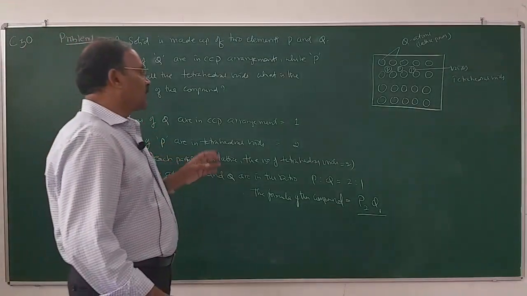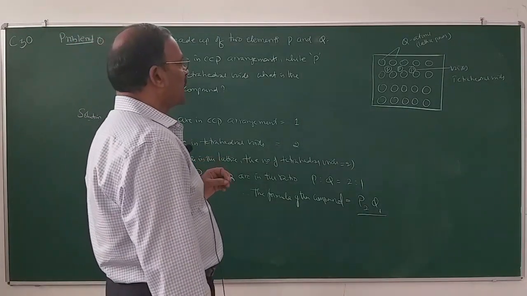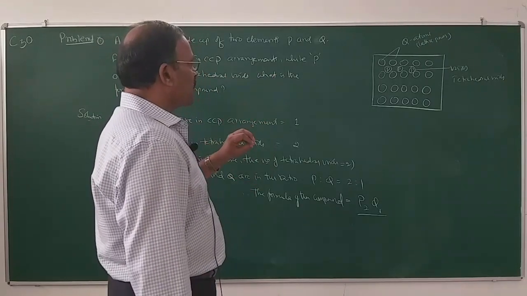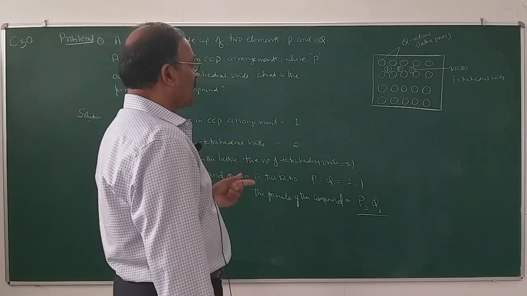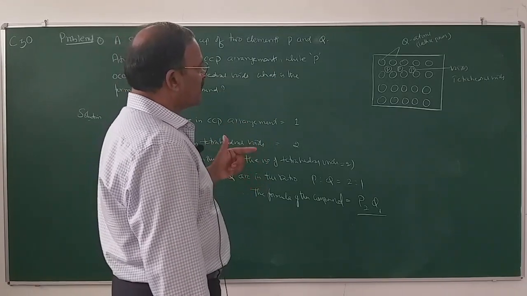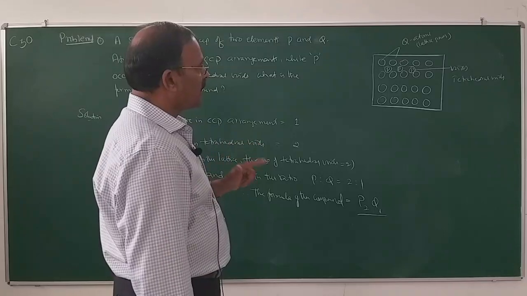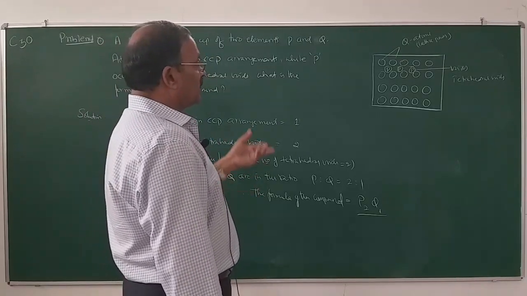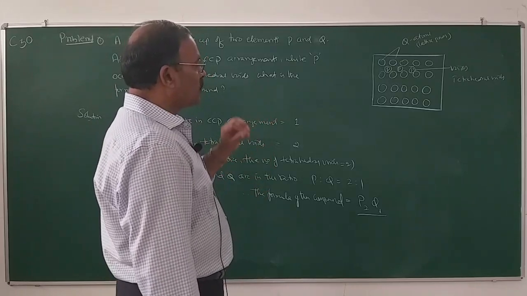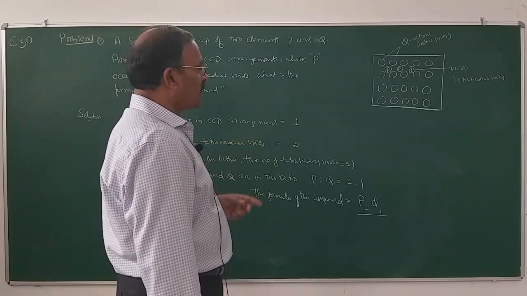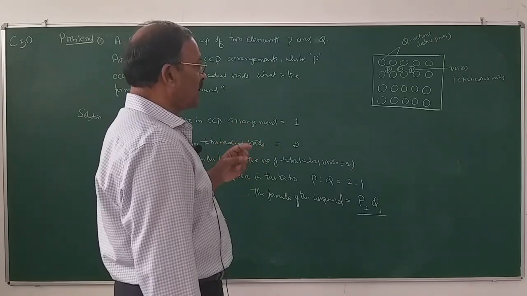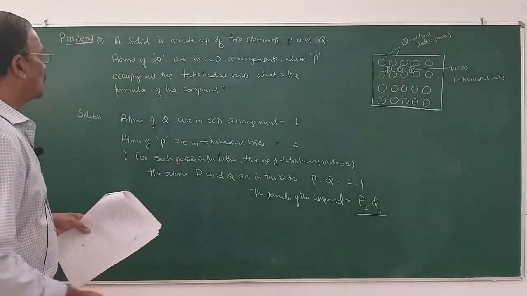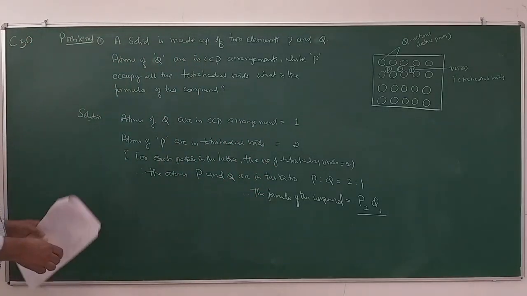So you have to understand which particles are in lattice sites and which particles are in voids, and that too which voids, tetrahedral voids or octahedral voids. If they are in tetrahedral voids, they are in the ratio 1 is to 2. If they are in octahedral voids, they are in the ratio 1 is to 1. In that too, in which ratio they are filled, we will come to understand in the later problems.